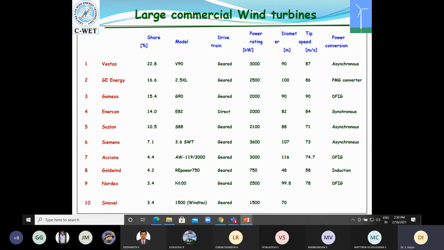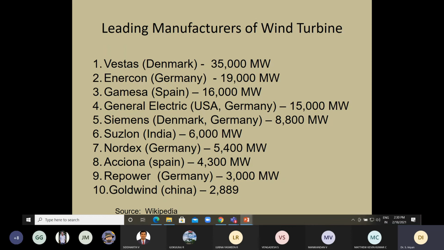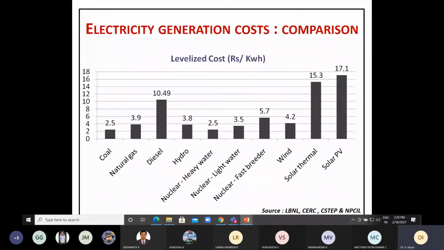Yes, it is the same. The top leading manufacturers in India, what type of model they are using, and what type of drive they are using. Most of them are using a gear train drive. As I told in the wind turbine parts itself, a gearbox has to be present. I can show the slide in a second.